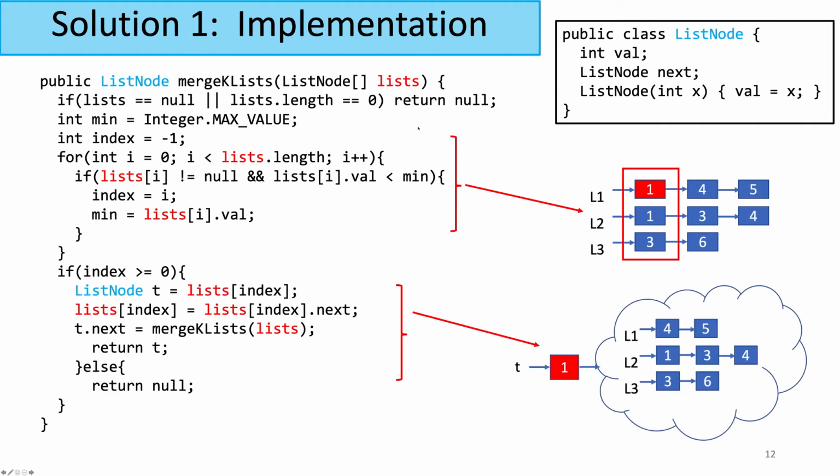Next step, we will put this minimum node to the merged list. In this case, it's t. So the picked minimum node 1 is added to the merged list. After that, we recursively repeat the process. For example, once we pick this minimum node, then we have to repeat the process for the remaining lists L1 and L2, L3. It's shown in the bubble here. That is this function. At the end, we will return t as the merged list.